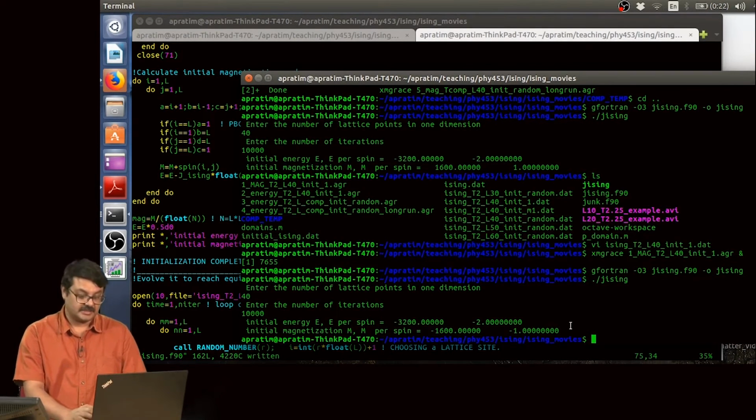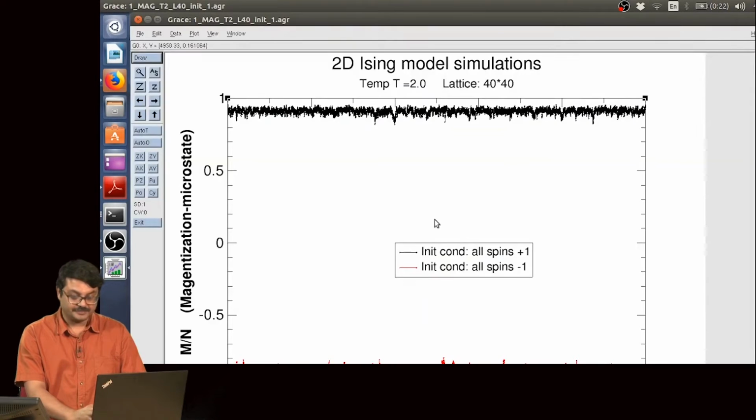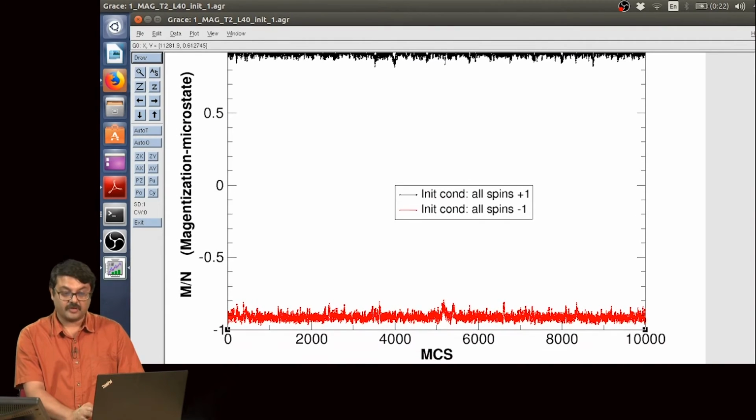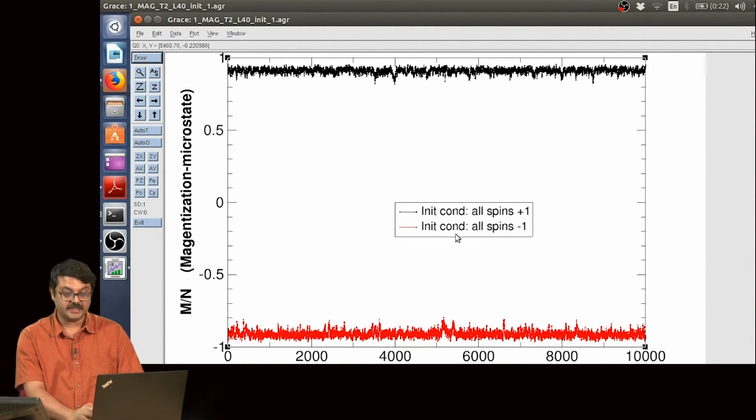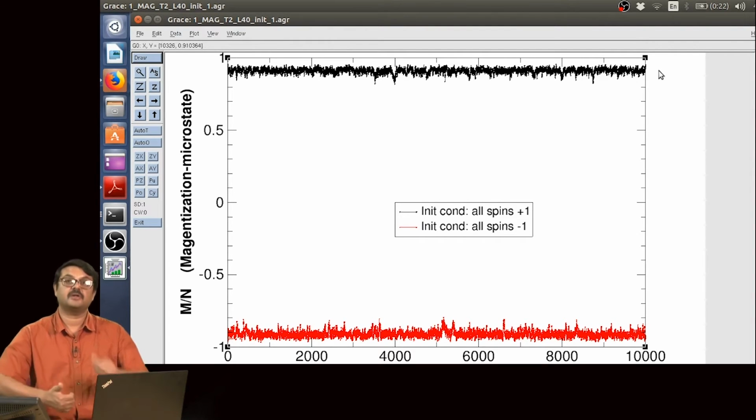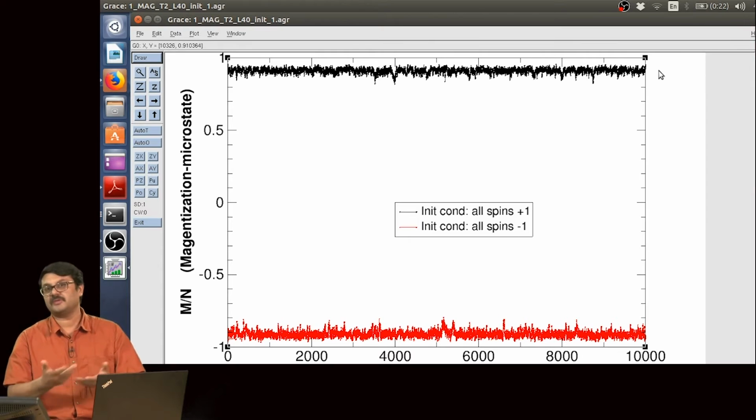This is the initial condition. Now, if we look at the data and plot the magnetization starting out from the initial conditions where all spins are -1, it is this red graph. So, when we started out with the configuration where all spins were pointing up, then the magnetization per spin became around 0.9, it started fluctuating around 0.9, right?